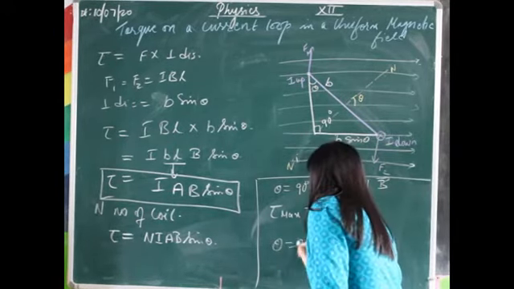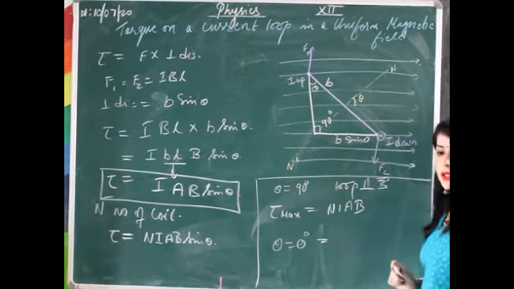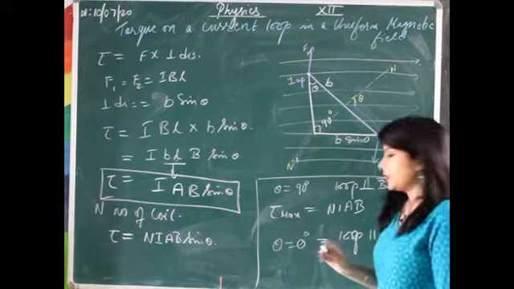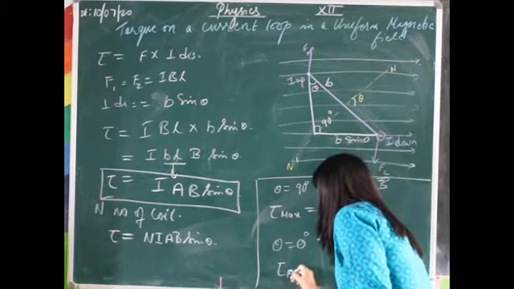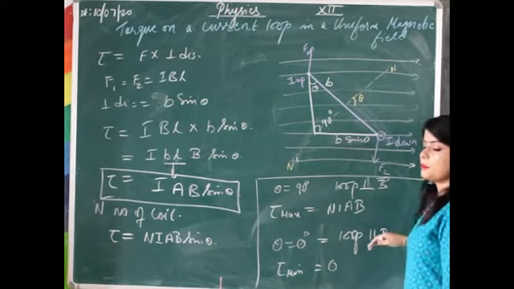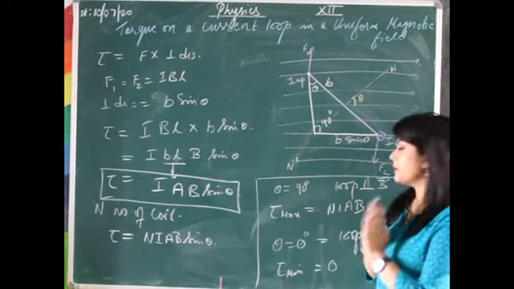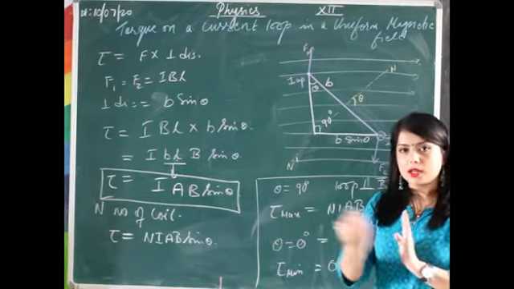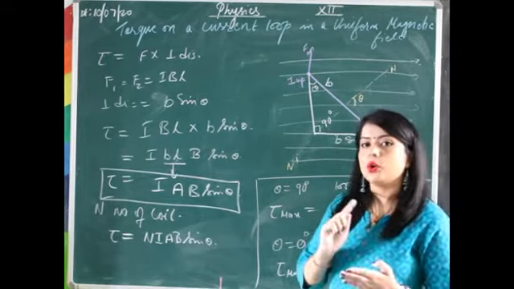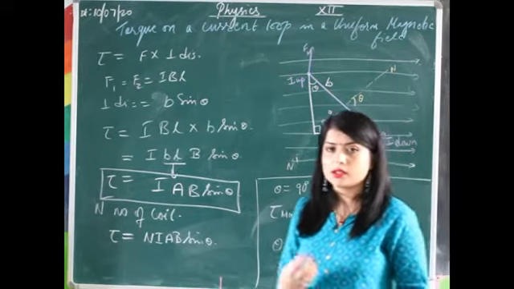And when theta is 0 degree, that is, when your loop is parallel to the magnetic field, then theta becomes 0 degree and the torque will be minimum, that will be 0. So when it is parallel, torque is 0. As it rotates, the torque will increase, it becomes maximum at 90 degree, and when it comes back to 0, torque again becomes 0. So as the coil rotates in the magnetic field, the torque will increase, then decrease, then increase again. It changes like that.